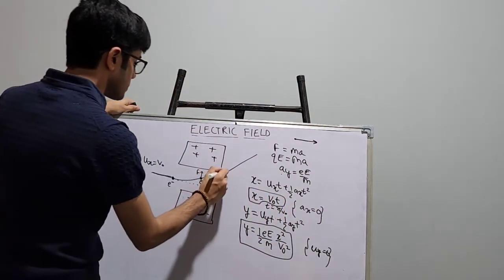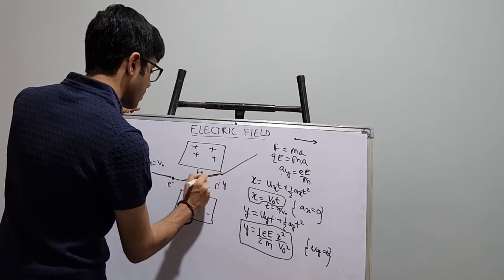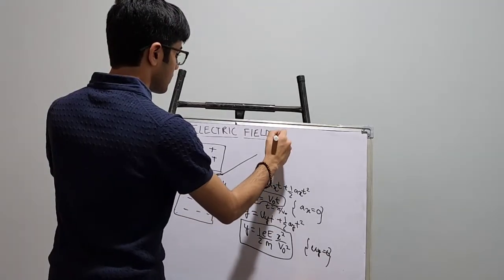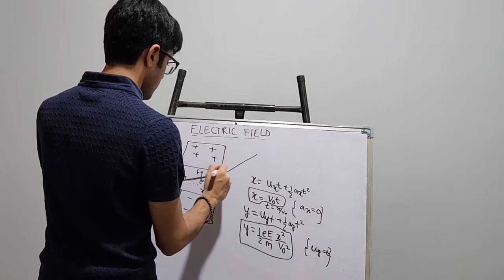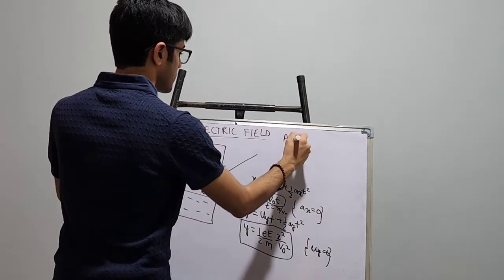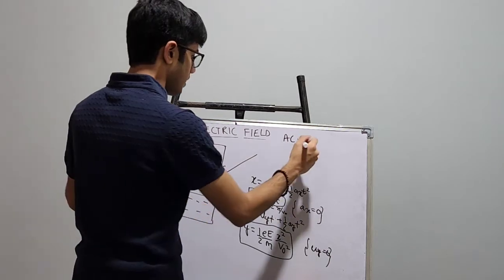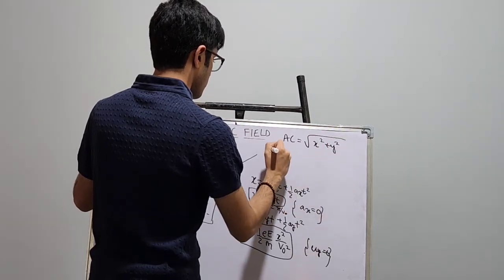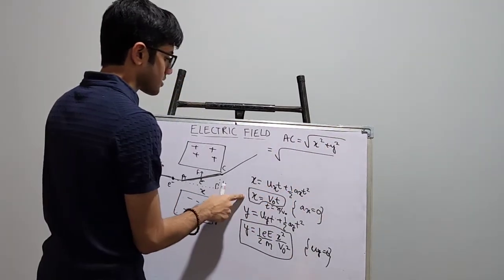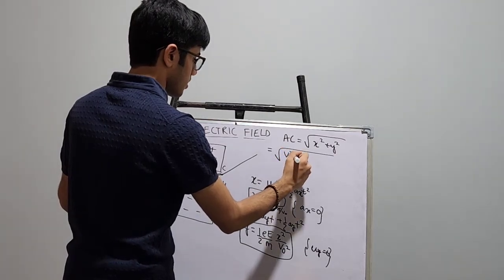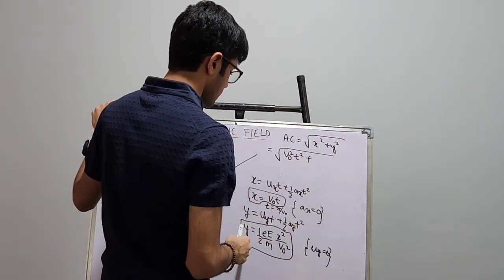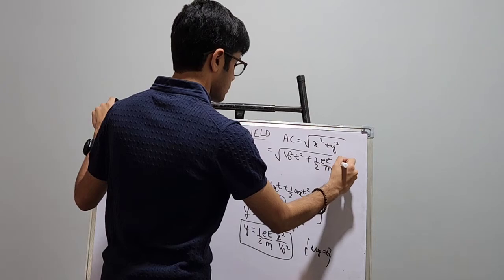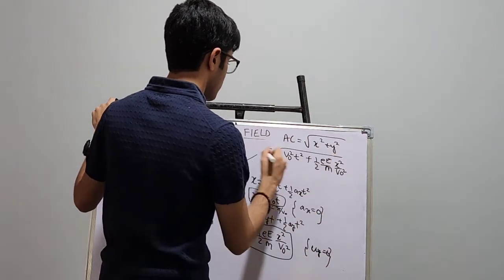Now if we were to find this displacement, we can just apply Pythagoras theorem. After applying Pythagoras theorem, let's say this is A, this is C, this is B. So AC, which is the displacement of the electron, is under root x squared plus y squared. So AC is equal to under root x squared here is v naught squared t squared plus y squared here is half eE upon m x squared upon v naught squared.